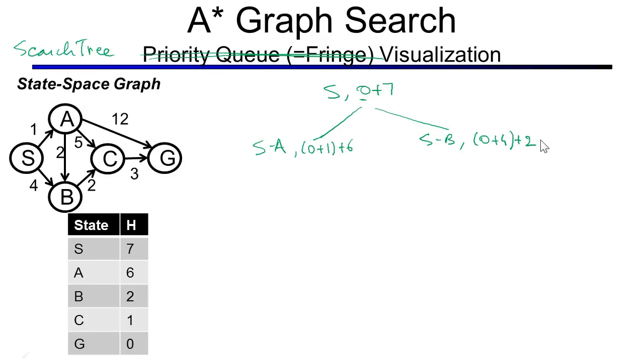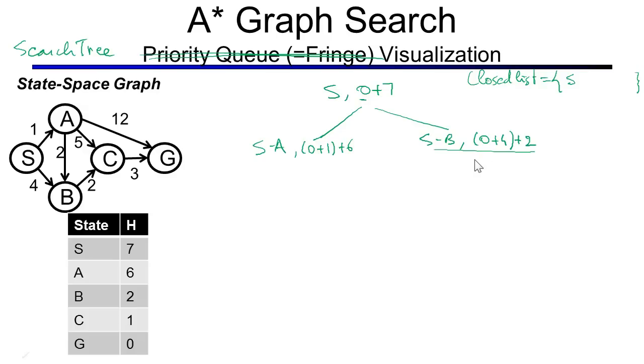We have expanded S, and so in A* graph search, we have a separate thing called a closed list. This keeps track of states we have expanded in the past. This closed list now contains S. SB has the lowest F cost of 6, so we expand B.